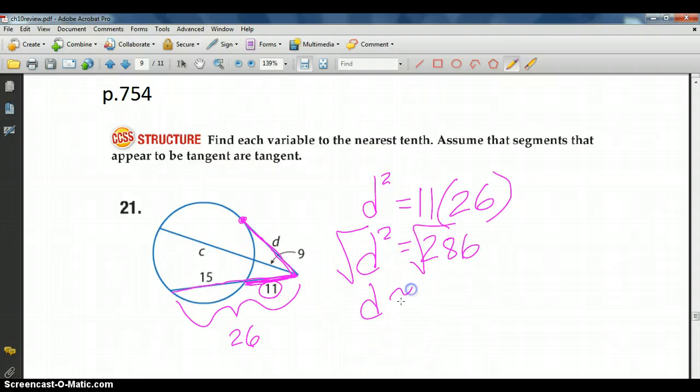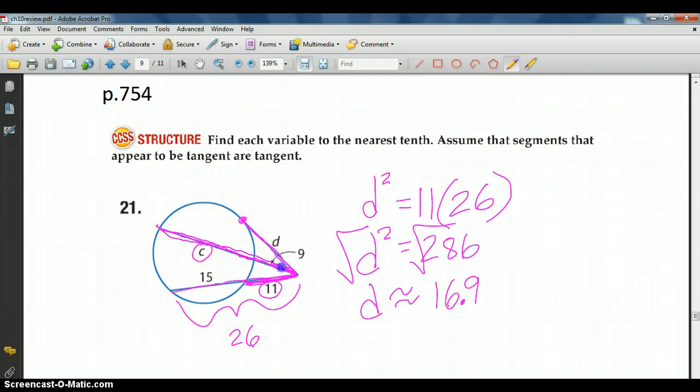So d is approximately 16.9. Now we're ready to solve for c. So to solve for c, that's part of this secant.